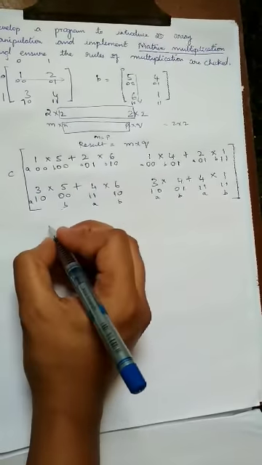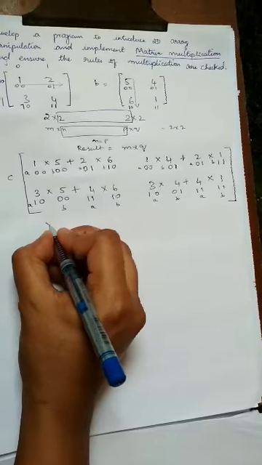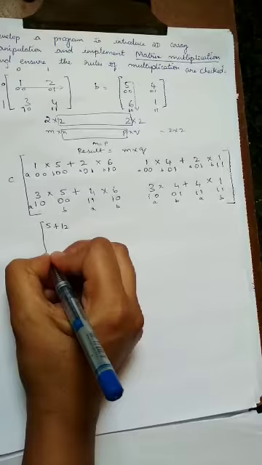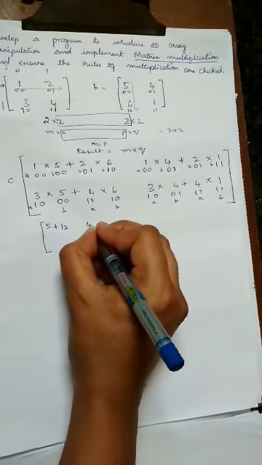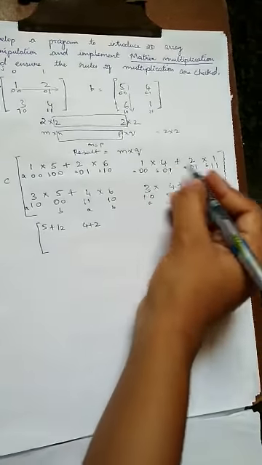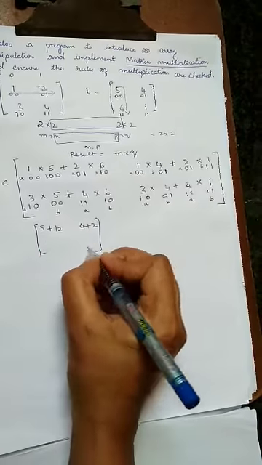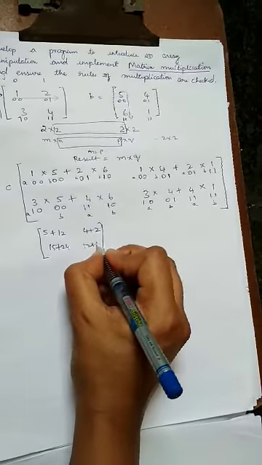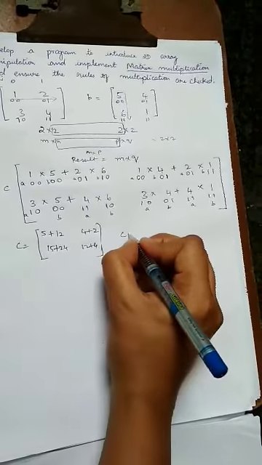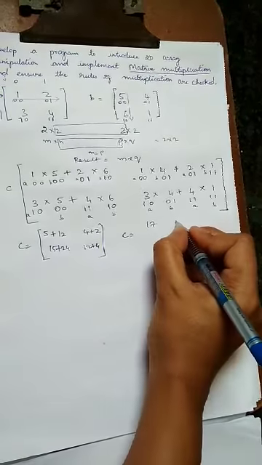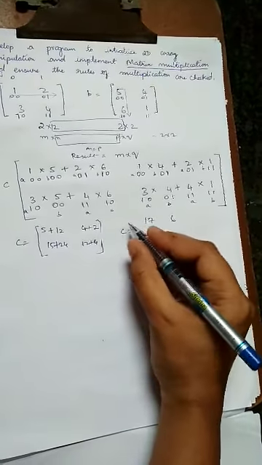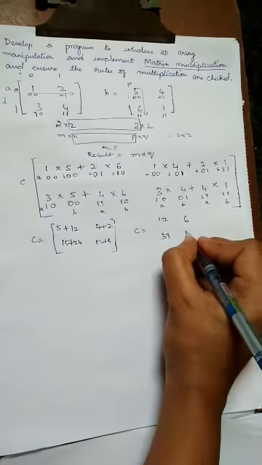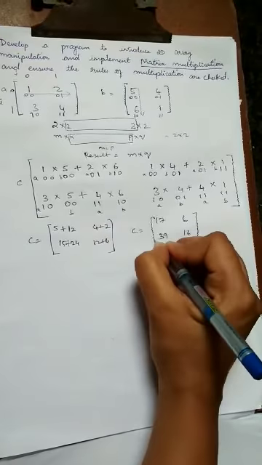Later on you can just add and multiply: 5 into 1, 5 plus 6 twos are 12, right? Then you can compute here also. It would be 4 into 1 plus 2 into 1, and then you can do the multiplication like this. So finally our C will be 17, 6, 39 and then 60. This is the resultant matrix.